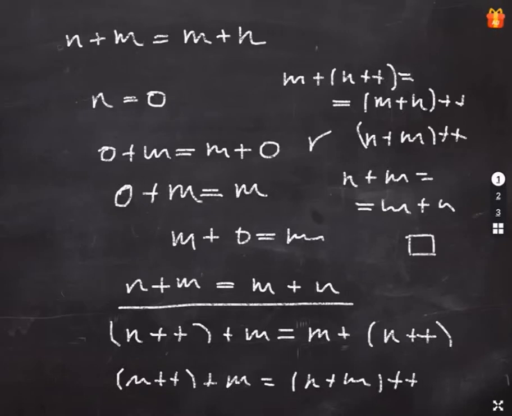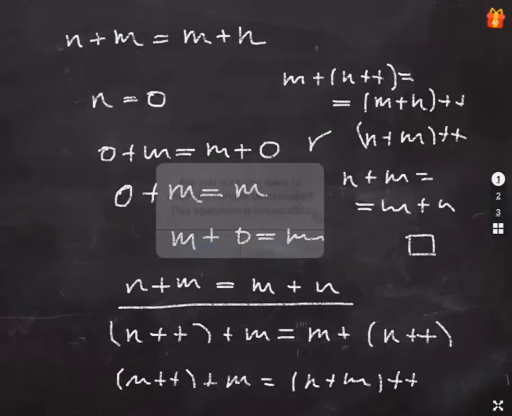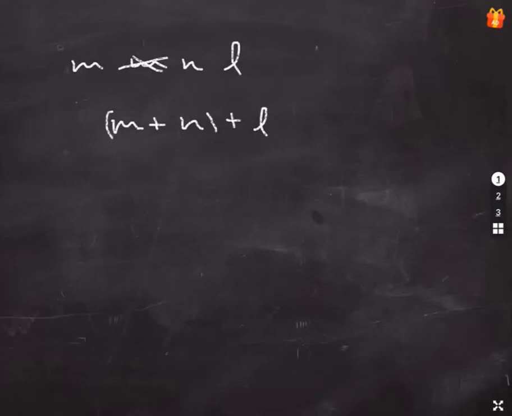So another proposition: addition is associative. For any three natural numbers, say m, n, and l, we have that m plus n plus l is the same as m plus n plus l, grouped either way. And you can prove this yourself.